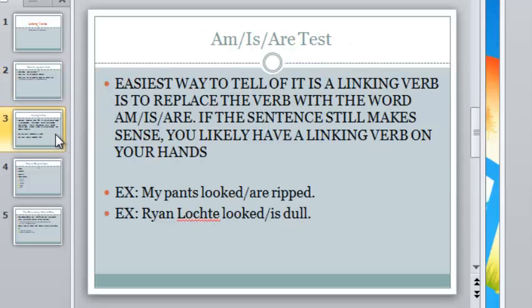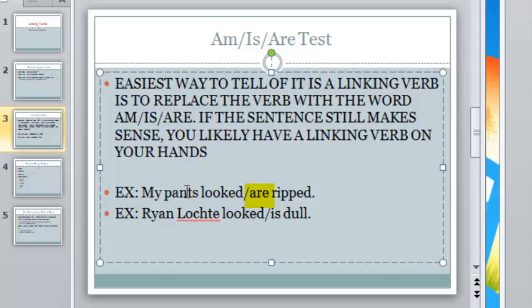An easy way to test to see if the verb you're working with is a linking verb is to replace that word with the word am, is, or are. If the sentence still makes sense, you likely have a linking verb on your hands. For example, in the sentence, my pants looked ripped, you could replace the verb looked with are, my pants are ripped, and the sentence still makes sense. Therefore, looked is a linking verb.